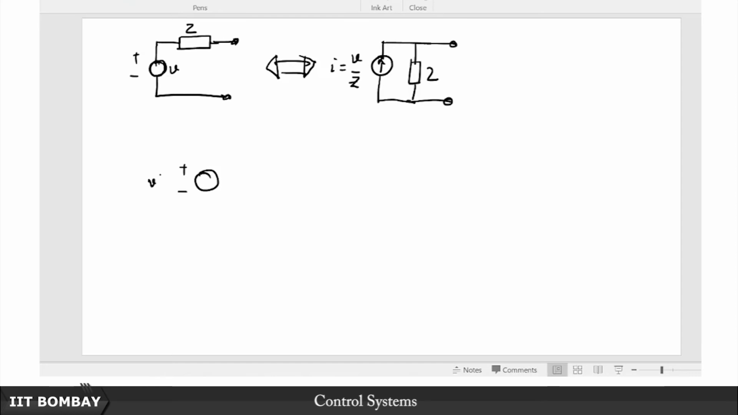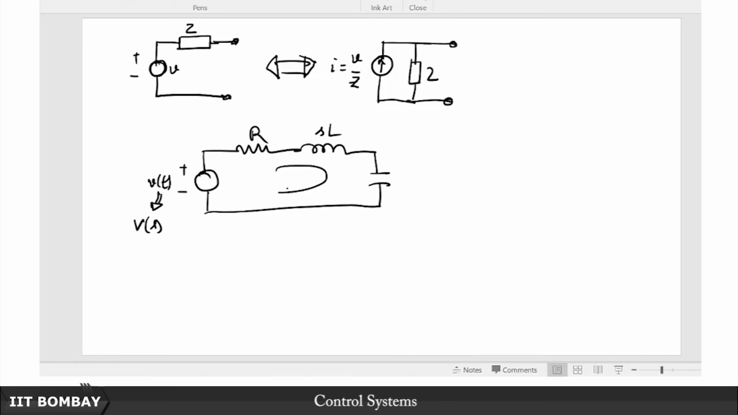circuit, the series R, L, C circuit that we promised. I'll use the Laplace transform domain, so I'll change this to V of s, and I'll consider this current to be I of s. Suppose I want to determine the current flowing through this, I want to solve for i of t. So the idea is to solve for i of t when V of s is 1 by s, which is a step input.